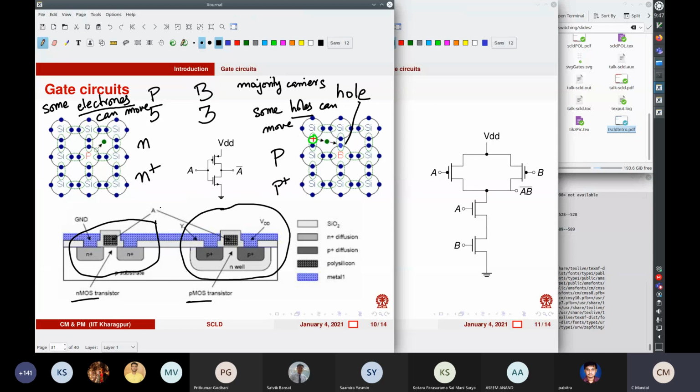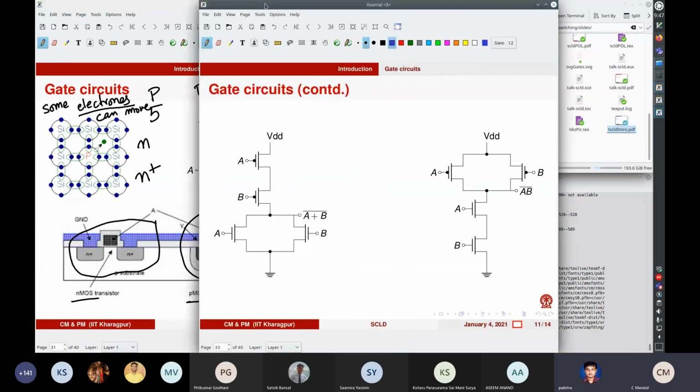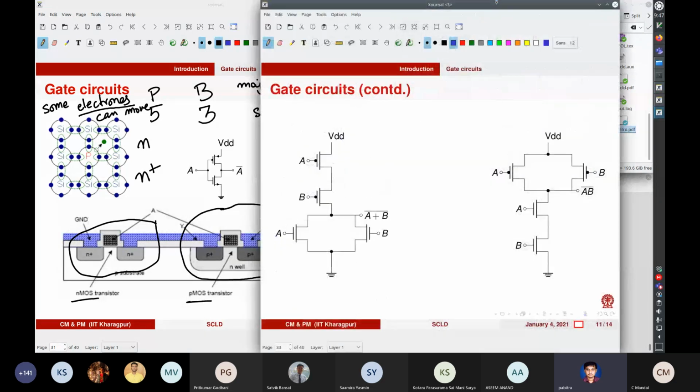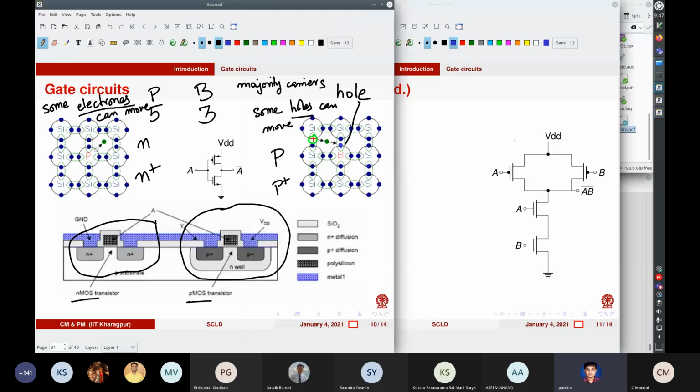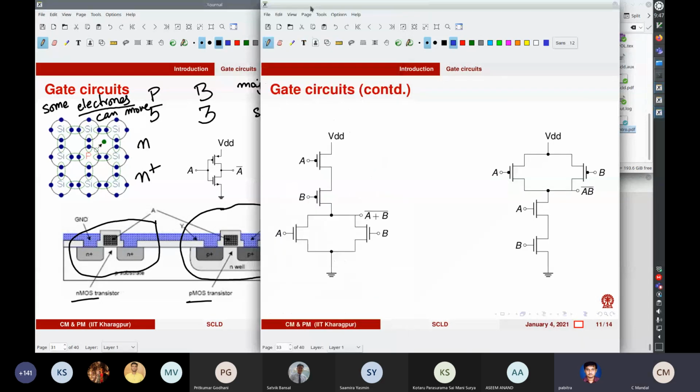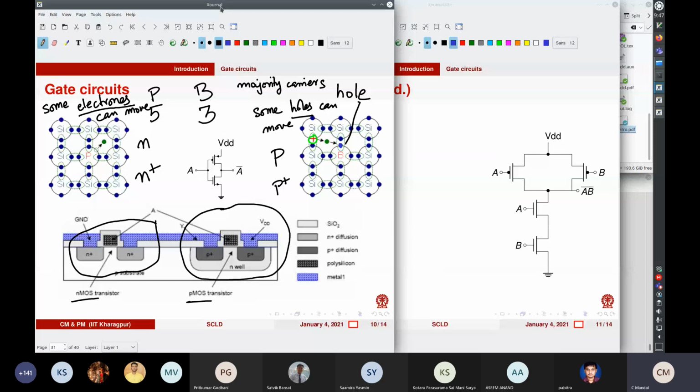Pabitra, can you just tell them how to use that class notebook? Yes. So what you have to do is, you can draw your circuit on a piece of paper. You take a photograph, and you see there is a class notebook available in MS Teams. You just upload your photograph there. So you don't have to draw the circuit because the circuit is already there.